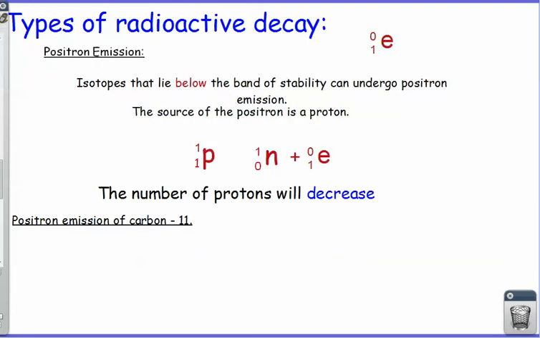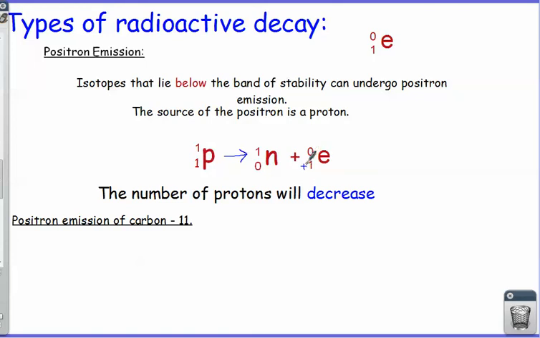So the alpha and beta are the two most common types of radioactive decay. The next one is not very common, but it still occurs. It's referred to as a positron. Just like before where we had the neutron breaking up into a proton and a beta particle, this one's kind of the opposite. In this case, we have a proton breaking up into a neutron and this positron. A positron is essentially a quark that has a positive charge.